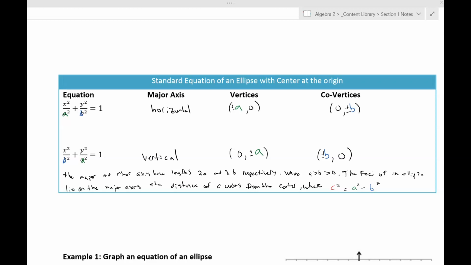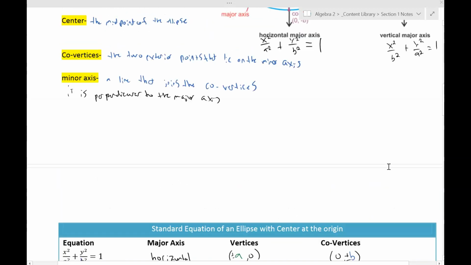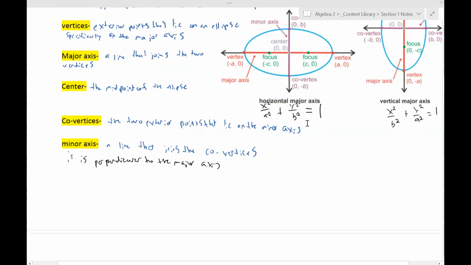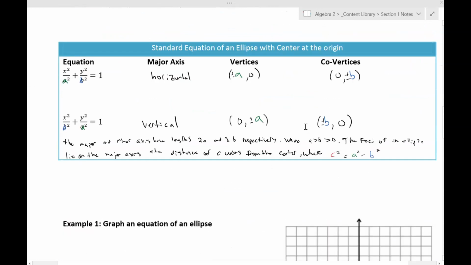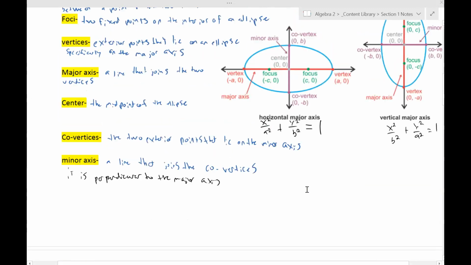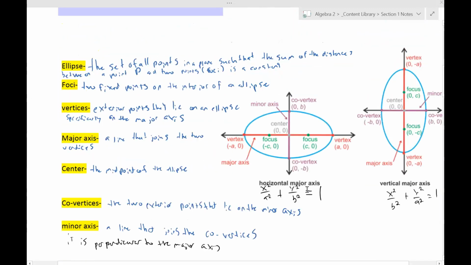These are going to be related to c, which is technically our focus. The major and minor axes have lengths 2a and 2b respectively. If you go up here, we have a distance of a, and a distance of a here. That total distance is 2a. And this will be b if this is the minor axis, and this will be b. That makes 2b. So that kind of makes sense.